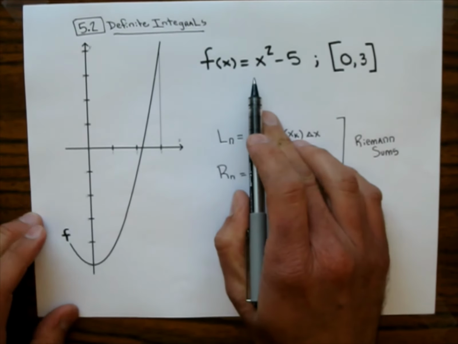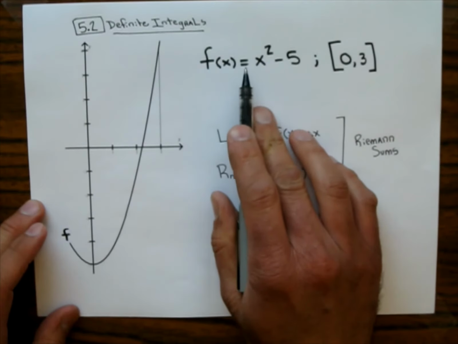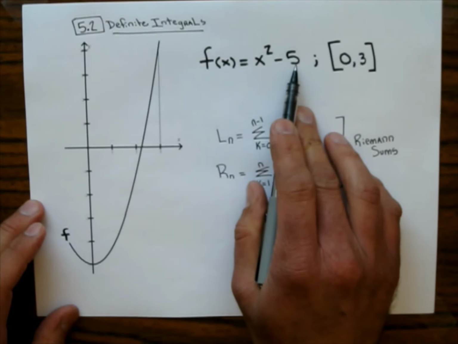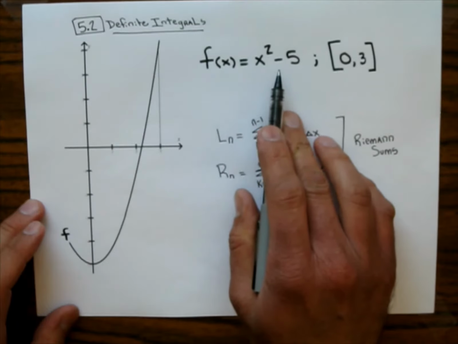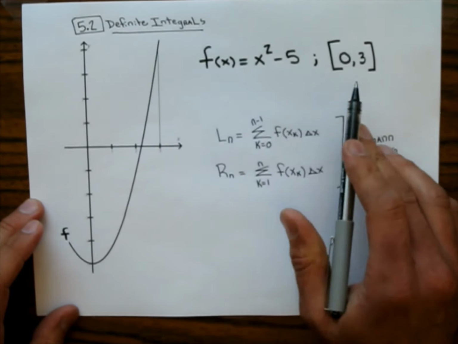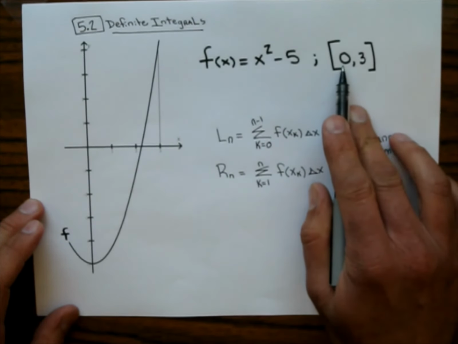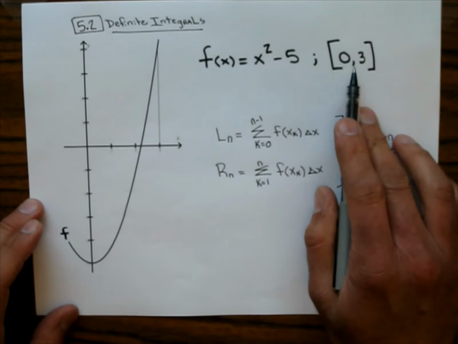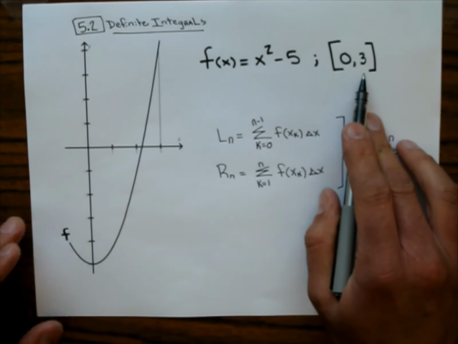And so what do I have here? I have a parabola, x squared minus 5. It's your standard parabola that gets shifted down 5. And we're investigating this interval from 0 to 3, or, I call it a time interval.